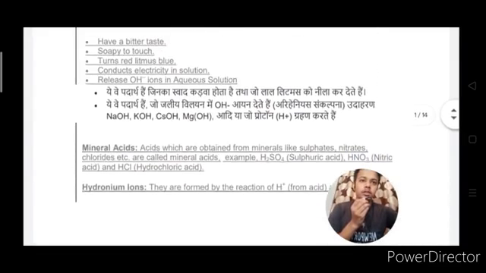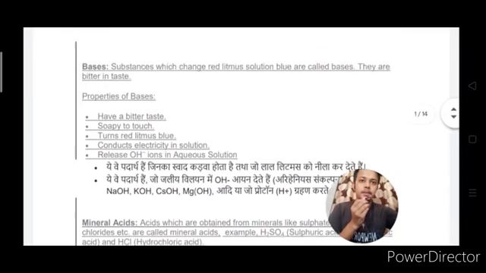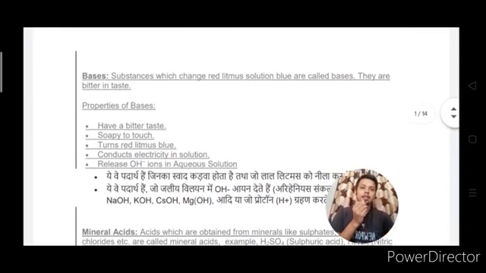I have already told you mineral acids. Bases. Similarly, as I have told about acids, bases are the substances that have the tendency to change red litmus into blue, and the taste is bitter. In the case of bases the taste is bitter, and sometimes they are slippery if they are dissolved in water. Next, they change the litmus color from red to blue.